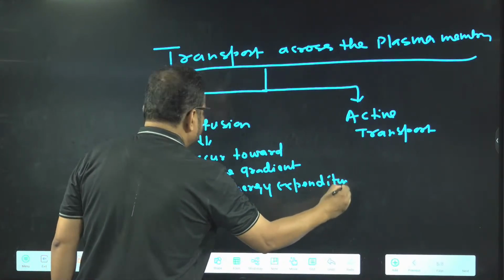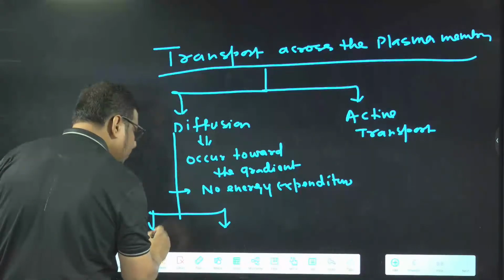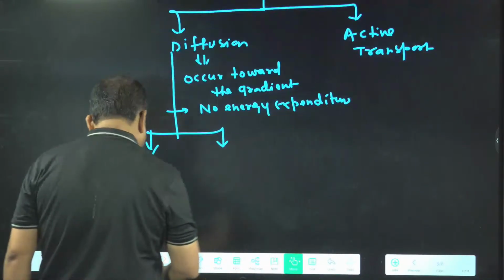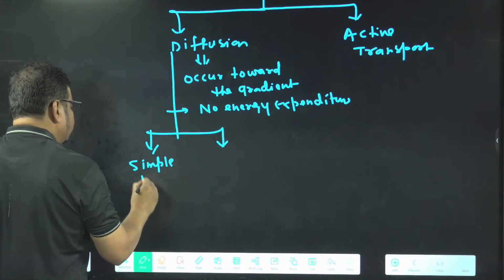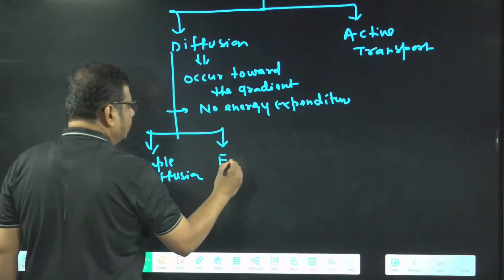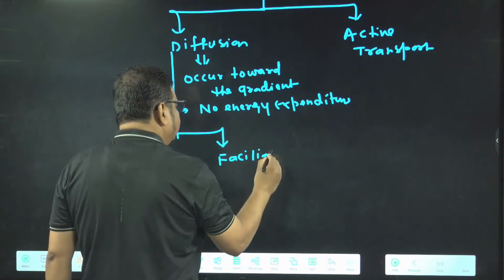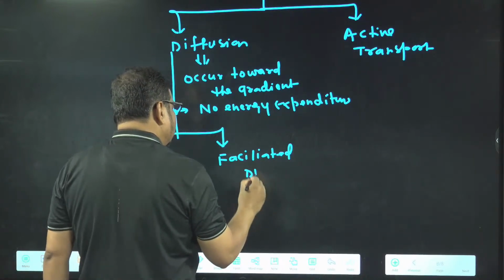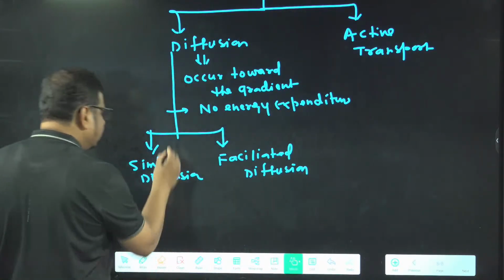So diffusion is of how many types through the plasma membrane? Two possible types. One is simple diffusion, and another is facilitated diffusion. Diffusion is always from higher to lower concentration.